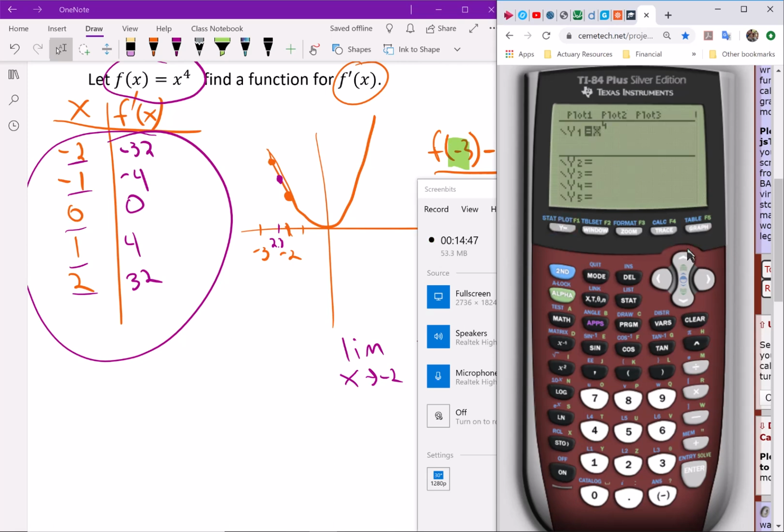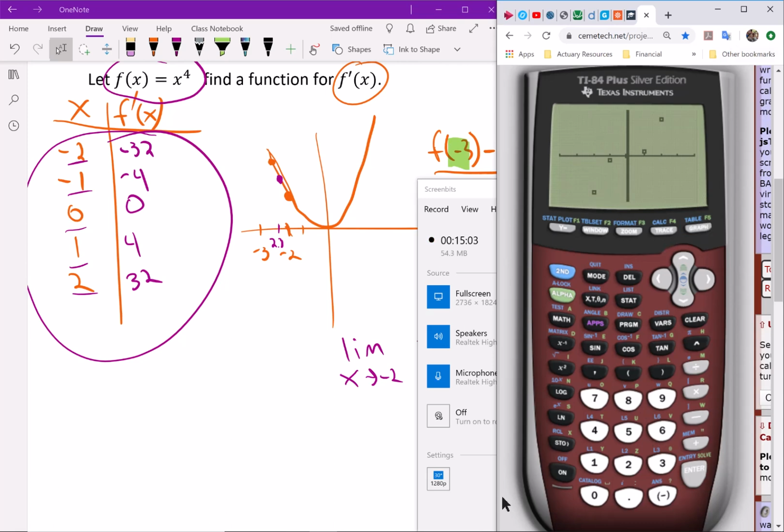It's a good review of some prior stuff: you have to go over the plot, second plot, and make sure you turn this on, right? And then go to graph. And then you can see it looks like that. You can see it's definitely not linear.